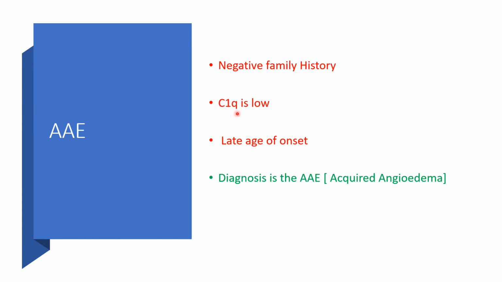C1q level is low. I decided to bring this out as classical differences between hereditary angioedema and acquired. So negative family history, C1q level is low, late age of onset. If it is hereditary, there is positive family history, C1q level will be normal and early age of onset. So we have opposite here. Then you can conveniently label this as acquired angioedema.